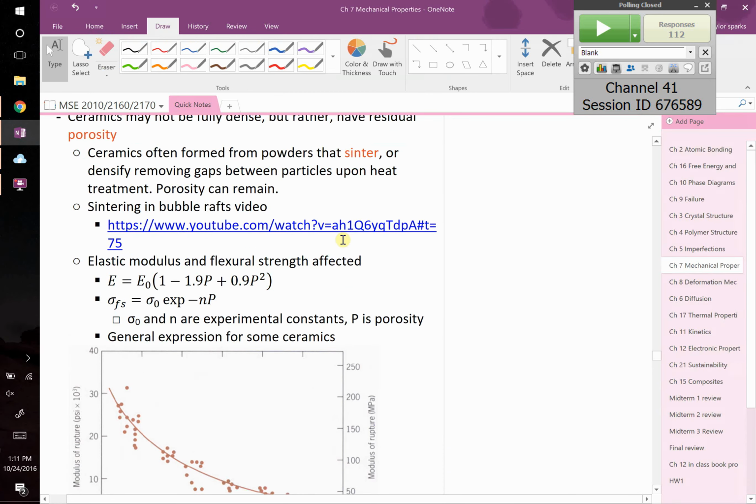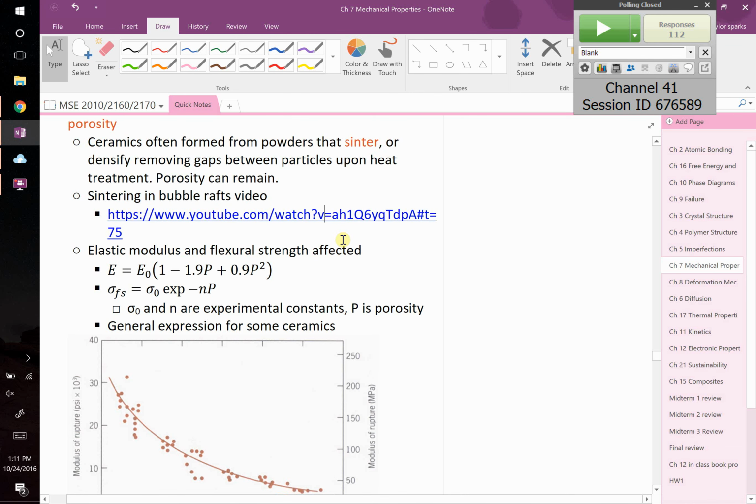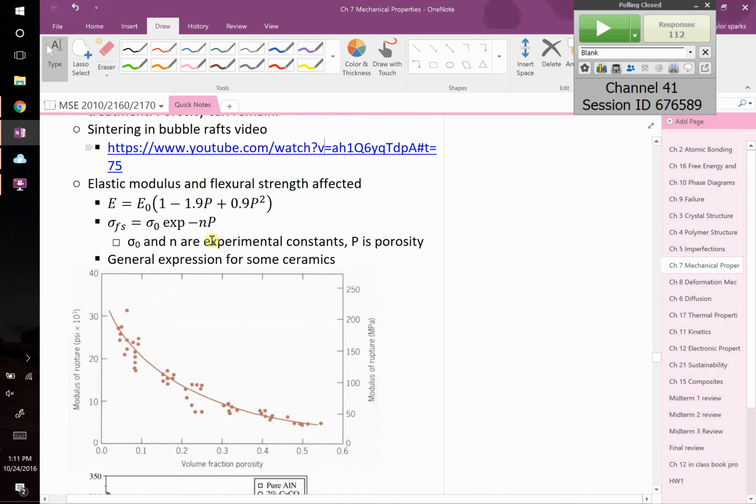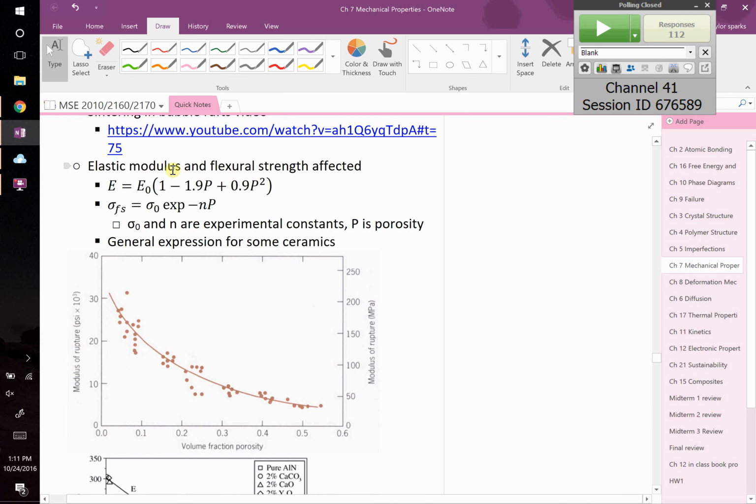So if you don't get rid of them all, and you normally don't, it's very, very hard to get 100% dense ceramics. They're going to degrade your mechanical properties, right? There are a number of different expressions out there. One of them is right here, for the elastic modulus and the flexural strength. This shows what happens to them if you have residual porosity. P is your fraction of porosity, a number between 0 and 1. It takes whatever your original modulus was for a fully dense material, and this is obviously just an analytical expression that fits data. It's not from first principles explaining what's going on. It's just a pretty good fit to data for most ceramic materials.